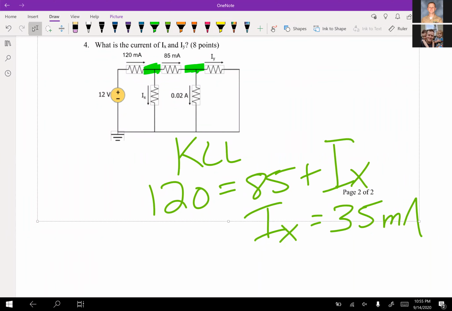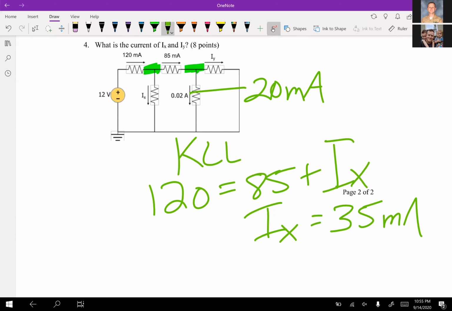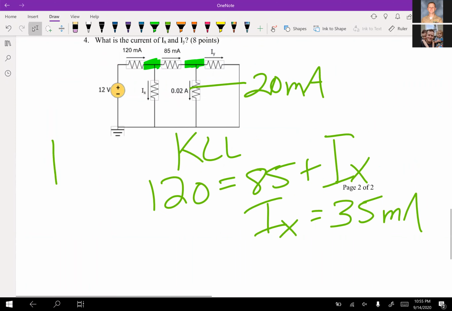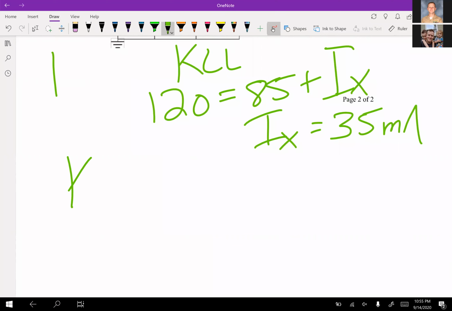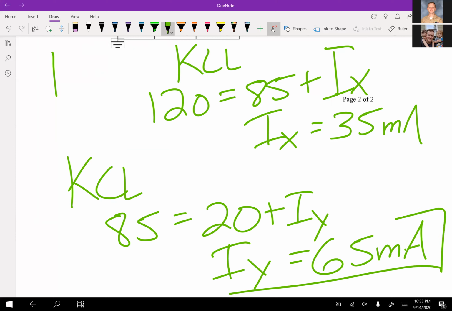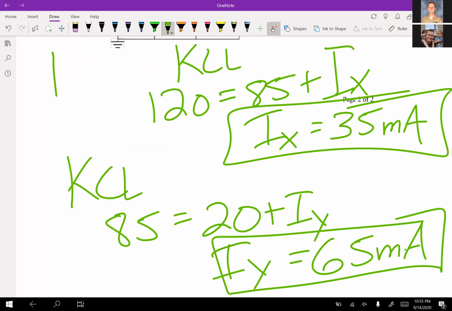It divided in node A, the 85 continued on, and it divided again. Note that that's 0.02 amps, which is 20 milliamps. Right here is 20 milliamps. But I can do KCL again, down here. Now 85 is what's going in, and coming out is 20 plus IY. Pretty simple math. IY comes out to 65 milliamps. And there is quiz number 1.